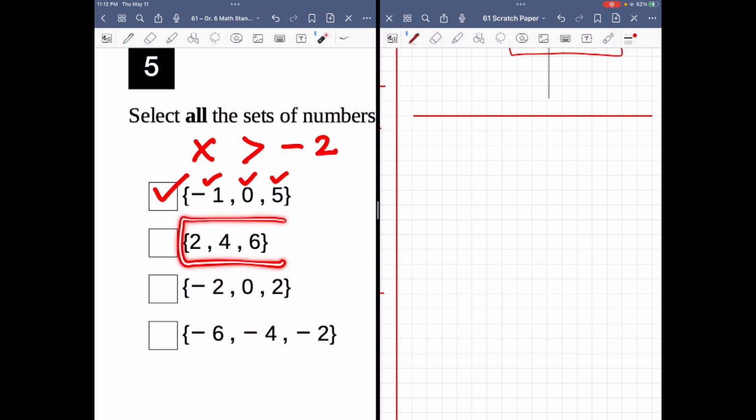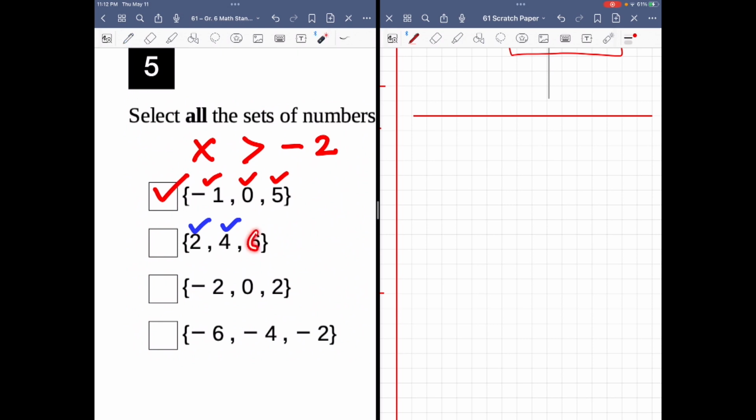Next, we're going to check every single one of these values instead of x. So we'll try 2, and then 4, and then 6. First one, let's test 2. 2 is greater than -2. True or false? And that is true, so check it off. Next, test 4. 4 is greater than -2. And that's true as well. So let's check off 4.